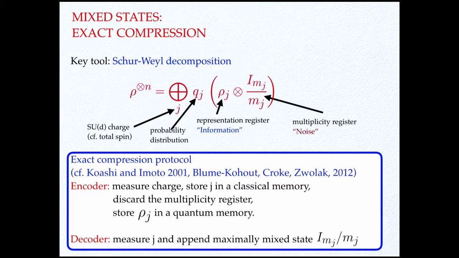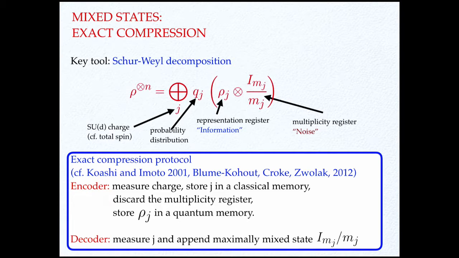For dimension 2, this j is the angular momentum, the spin of the system. For higher dimension, this is like the charge associated to the SU(2) group. So we have a sum of blocks, and each block has this tensor product form. You have the information that is encoded in one part of the tensor product here, and in the other part of the tensor product, we have a maximally mixed state, which we can think of as noise.